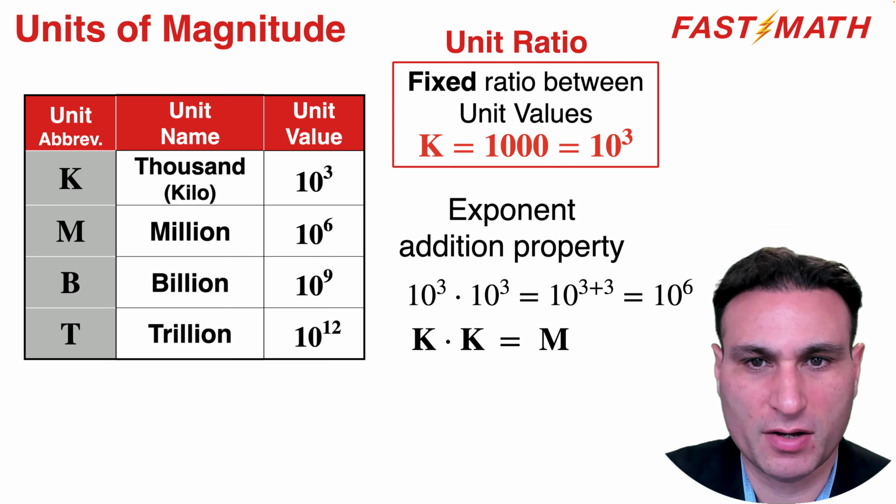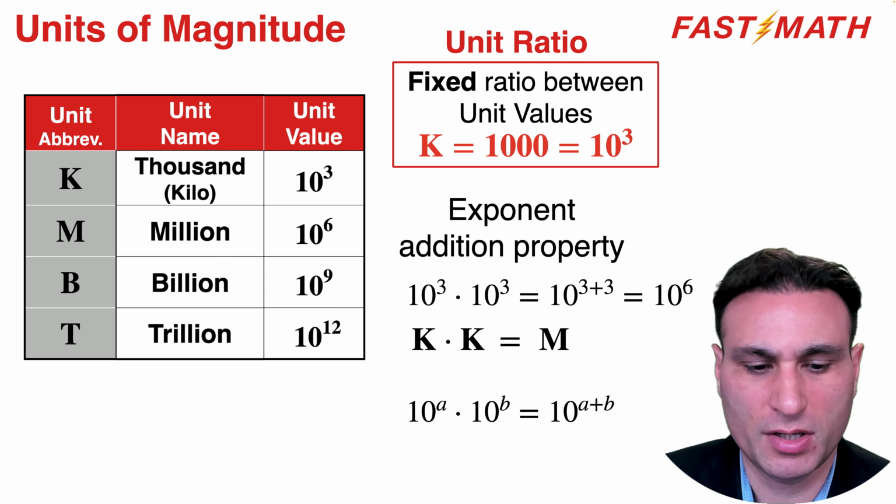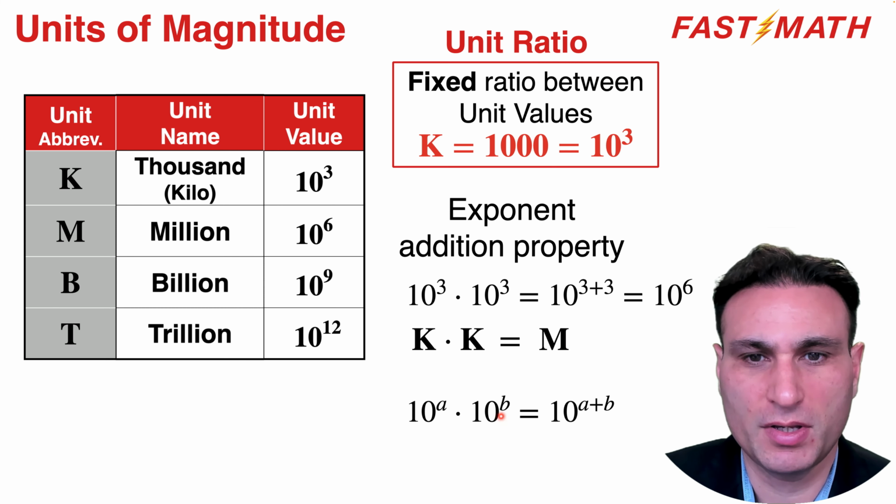10 to the third is 1,000, which is abbreviated by K. 10 to the sixth is 1,000,000, which is abbreviated by M. So using these abbreviations, we have K times K equals M, or 1,000 times 1,000 equals million. This is the first unit multiplication fact. More generally, 10 to the A times 10 to the B equals 10 to the A plus B. When multiplying values, you add exponents.